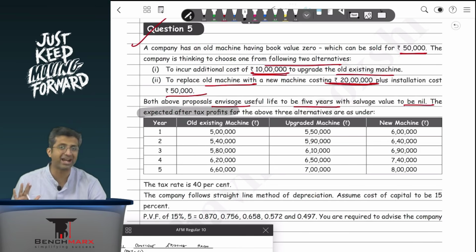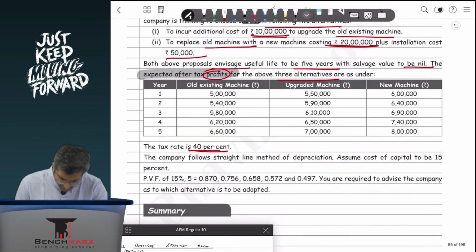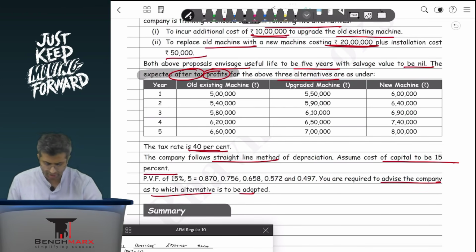So this is PAT given to you, but for your evaluation you need cash inflows, that is PAT plus depreciation. So this is after tax. So this is profit, not cash flow. This is profit. Profit is after depreciation, after tax, everything, but your cash flow will be PAT plus depreciation. Under 3 alternatives are, so you have these 3 machine alternatives, tax rate is 40%, but this is already PAT, it is after tax, so you don't need to do separate tax calculation. But this is also after depreciation, and hence you will have to add back depreciation. The company follows SLM of depreciation, cost of capital to be 15%, and you are being given discount factors. Advise the company which alternative to be adopted.